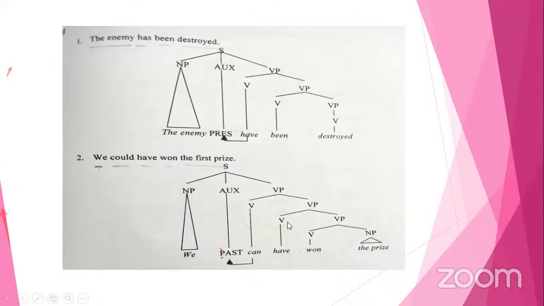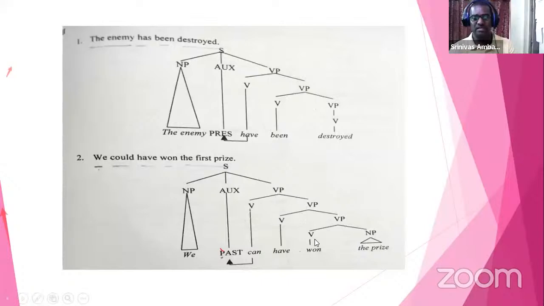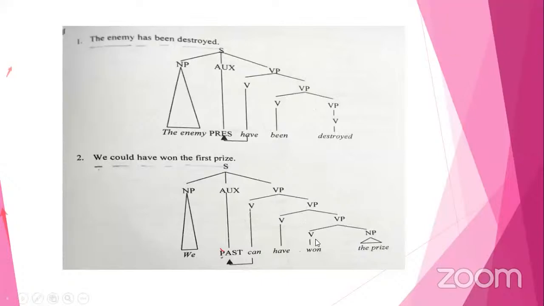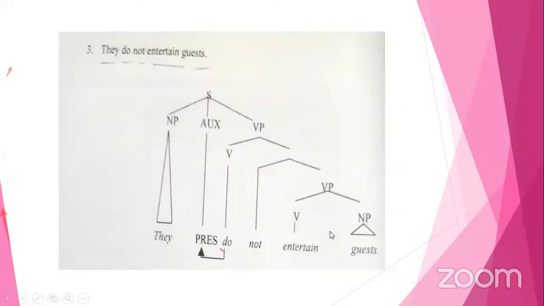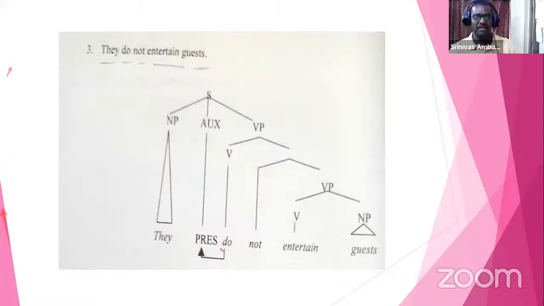Have is also a verb, won is also a verb. The first prize is a noun phrase. Altogether it is a verb phrase, and it's a sentence. Noun phrase, verb phrase, finally a sentence.